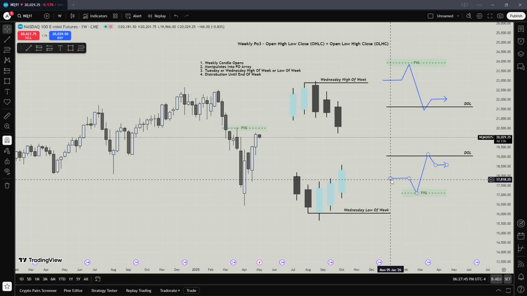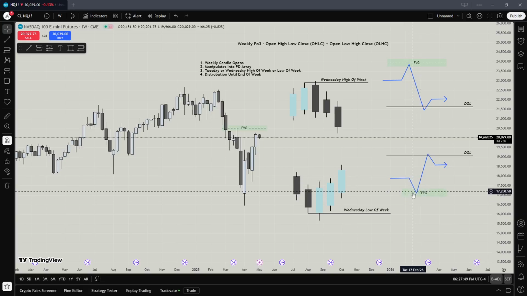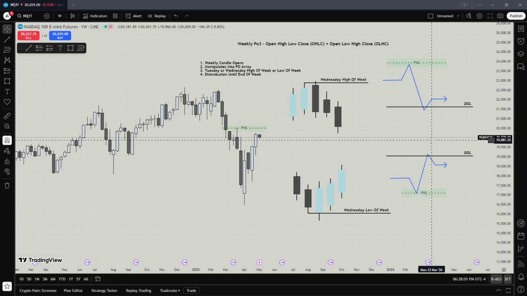Same thing over here. We open. Monday we manipulate into the PD array that we want to see some type of reaction off of. And the beginning of the week through Wednesday, we're going to put in the high, and from there we will distribute to our drawn liquidity.